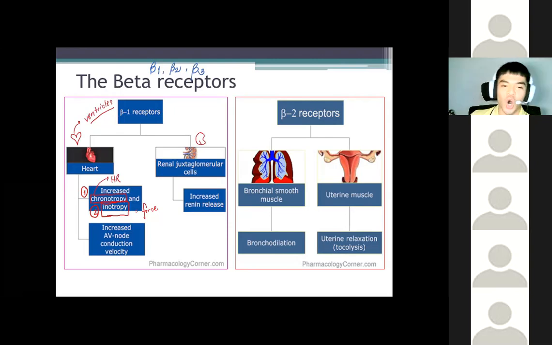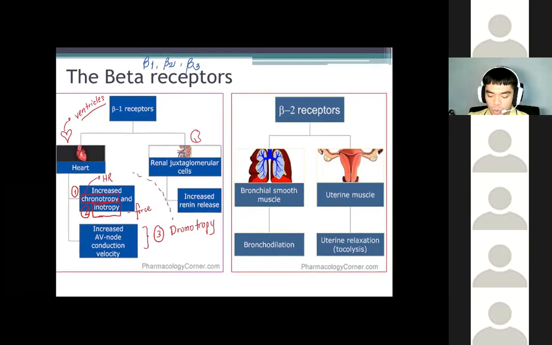Okay, so yan ang beta 1 receptors. Next, yung first two effects. Next, number 3. Yung number 3 naman ay may kinalaman sa medical term in the heart called dromotropy. So when we say dromotropy, that means conduction velocity. And that is also related to heart rate. Okay, yung bilis ng tibok ng puso.